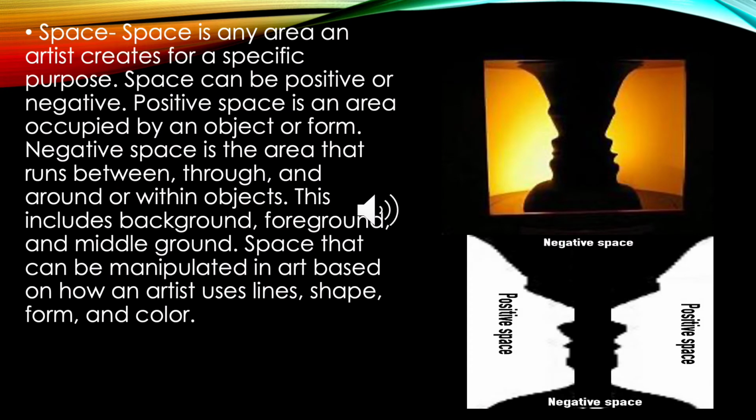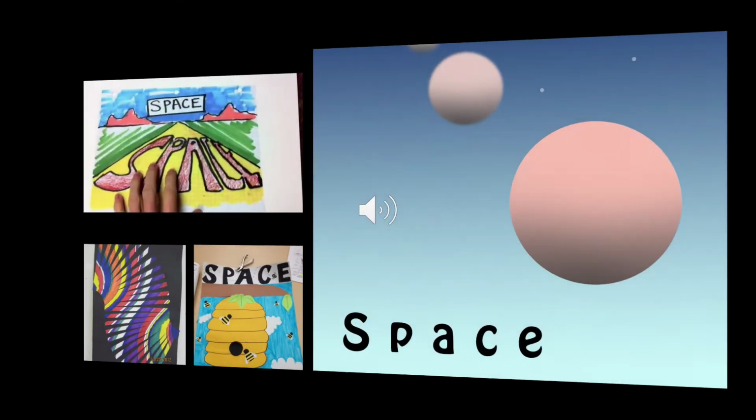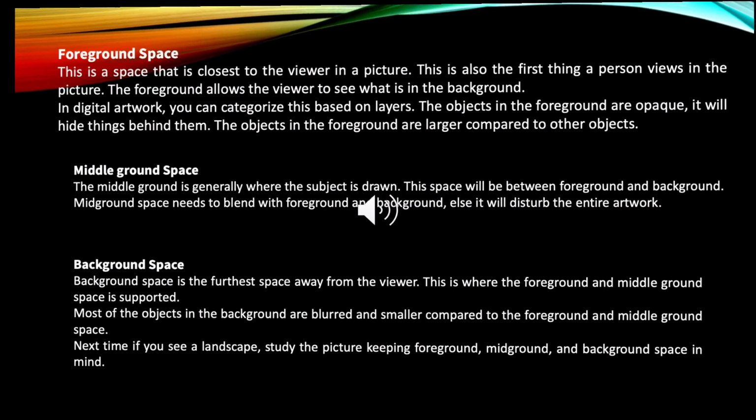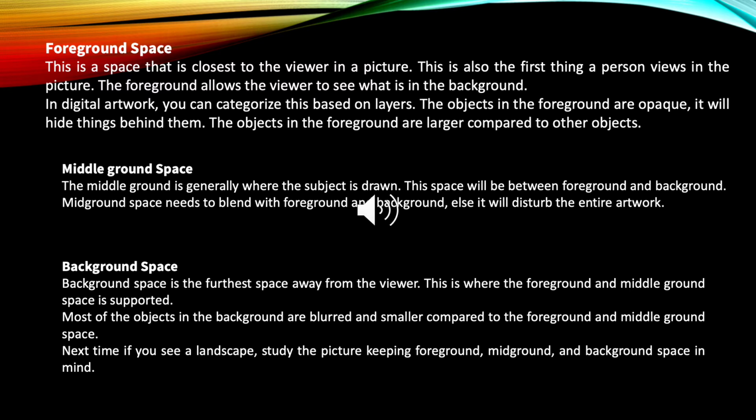Space is any area an artist creates for a specific purpose. Space can be positive or negative. Here are images related to space. The main sub-parts of space are foreground space, which is the space closest to the viewer in the picture; middle ground space, which is generally where the subject is drawn; and background space, which is the furthest space away from the viewer.